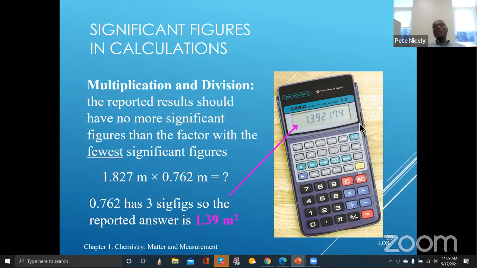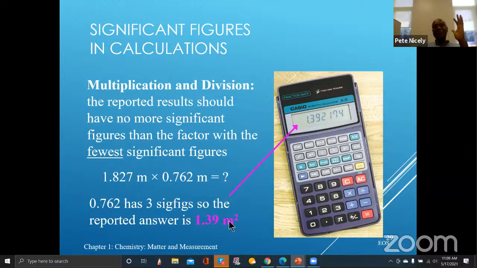But this would not be the final answer because you have to round off this answer according to which one of these two has the lowest number of sig figs. If you look at this number here, 1.827, that has 4 significant figures. If you look at this number here, that has 3 significant figures, which means that your answer must be rounded off to the lowest level of significance among the numbers involved in the calculation. So you have to round off this answer to 3 significant figures. Therefore the final answer is 1.39, all right?